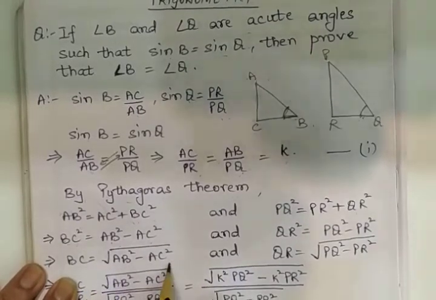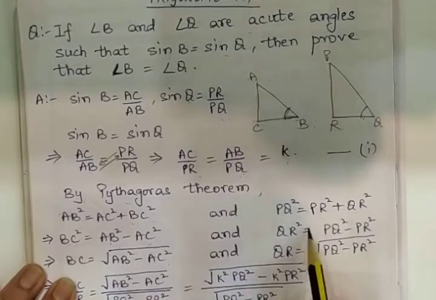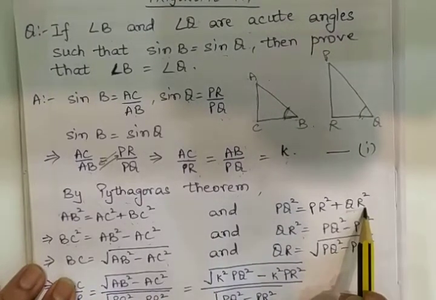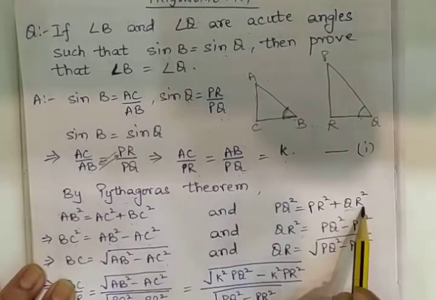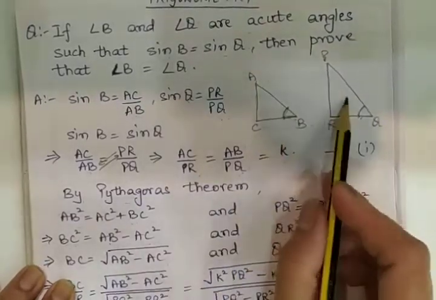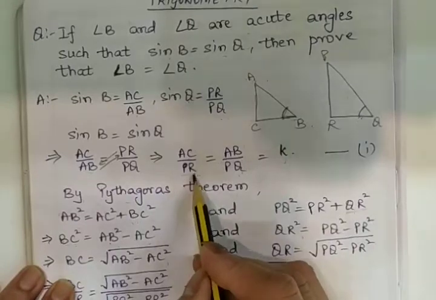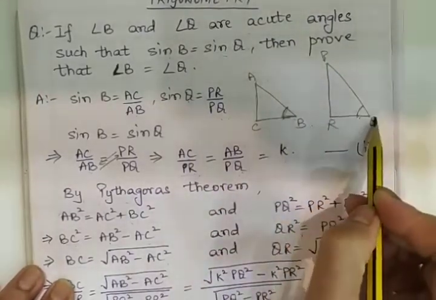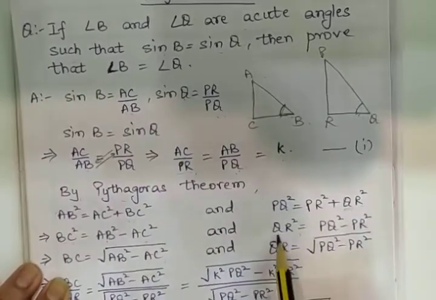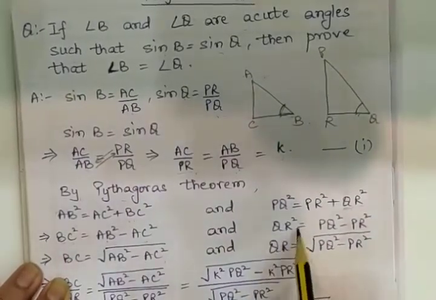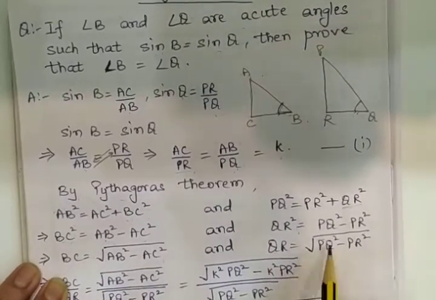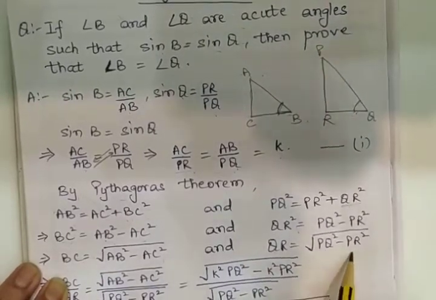Similarly, in the other triangle, why do we want the value of QR? Because in this triangle we have got PR, we have got PQ, and QR is left. So to get the value of QR, we find QR square is equal to PQ square minus PR square, and QR will become equal to under root of PQ square minus PR square.